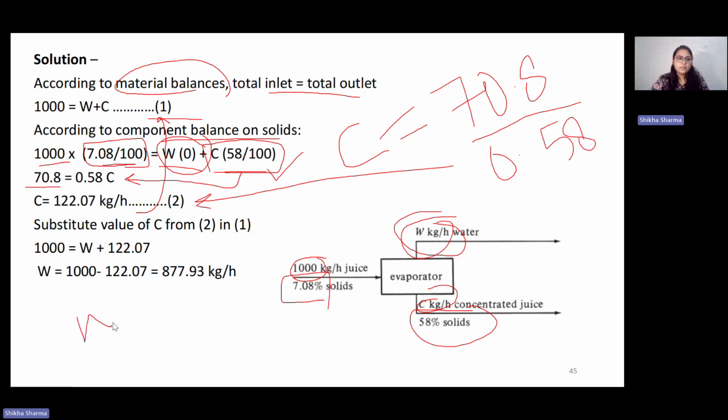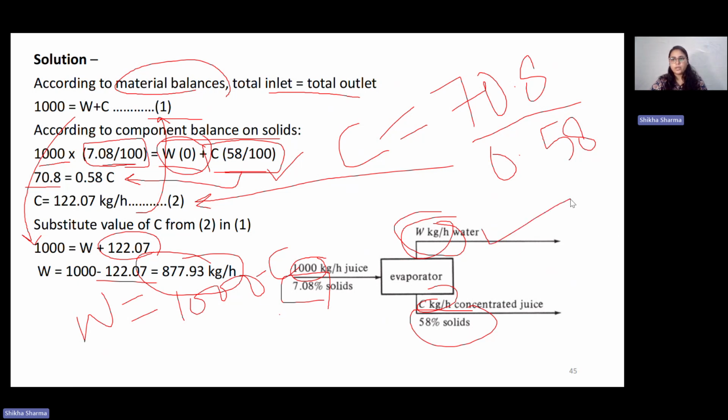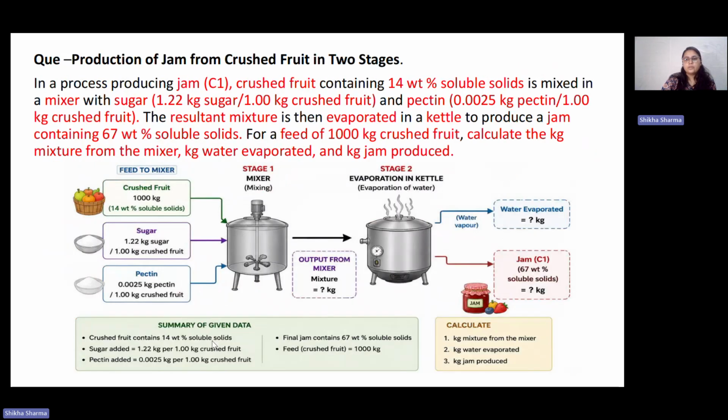So W would be, so it would be 1000 equals to W plus C, which is 122.07. So W would be 1000 minus C, which is 122.07. So W would be 877.93 kg per hour. So this is the amount of the water we are getting, which is 877.93 kg per hour, and the concentrated juice is 122.07 kg per hour. I hope this question is clear to everyone.